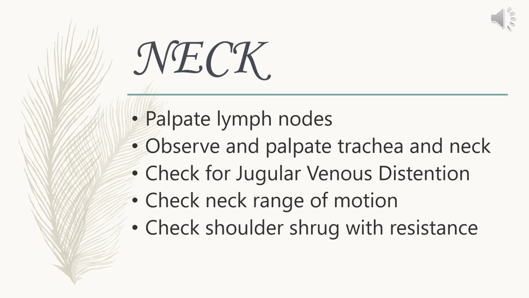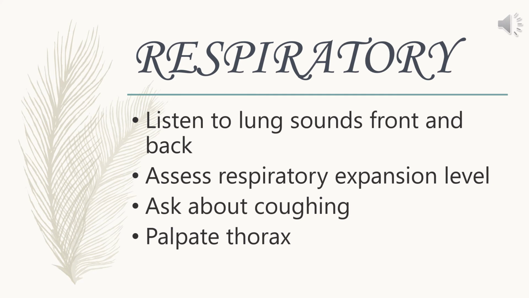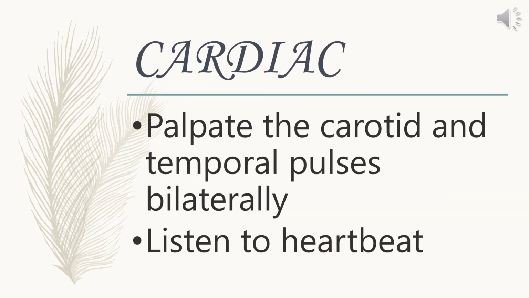Now I will explain how you can detect any changes in the neck. First, you have to palpate the lymph nodes, then observe and palpate the trachea and the neck, then check for jugular venous distention, check neck range of motion, check shoulder shrug with the resistance. Next topic is the respiratory. Listen to the lung sounds front and back, assess respiratory expansion level, ask for coughing and palpate the thorax.